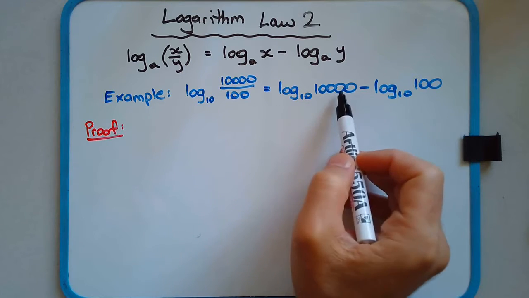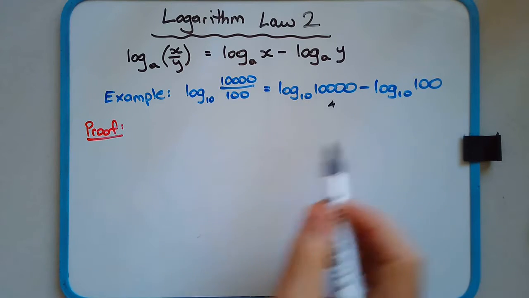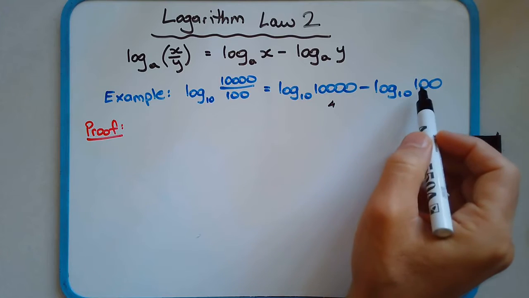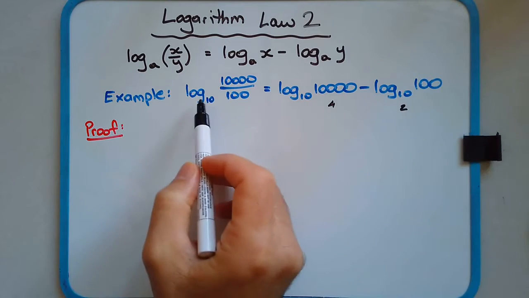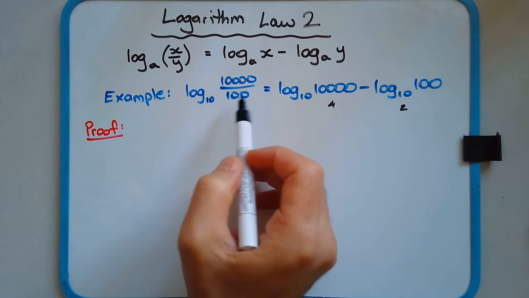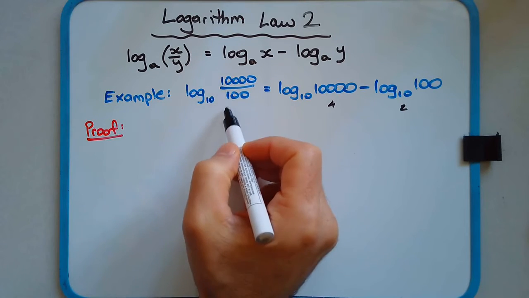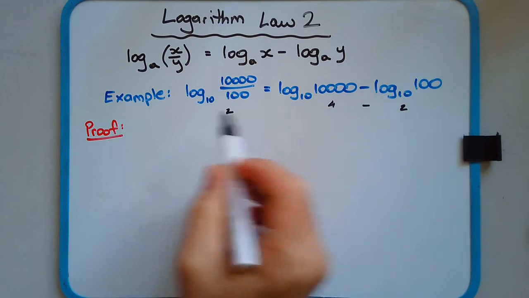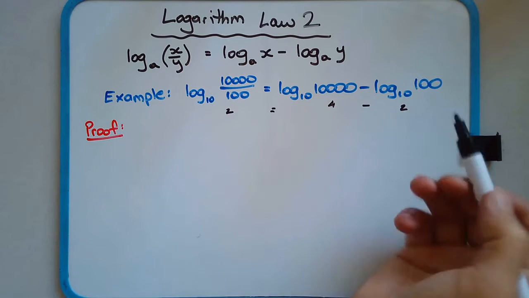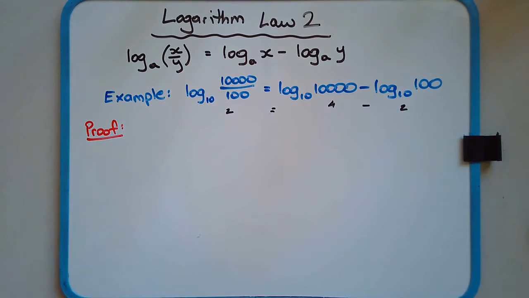Log base 10 of 10,000 is 4. Actually, I might just write that down there. That's 4. Log base 10 of 100 is 2. And log base 10 of 10,000 over 100, which is 100, log base 10 of 100 is also 2. So 2 is equal to 4 minus 2. That holds true, at least for this example. Let's now prove it, though, for any values.